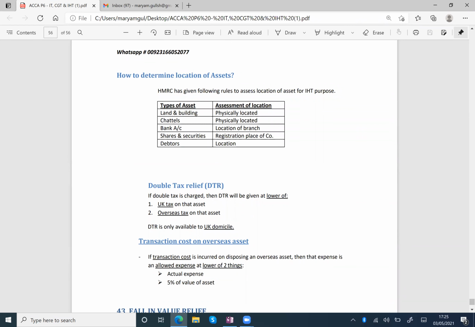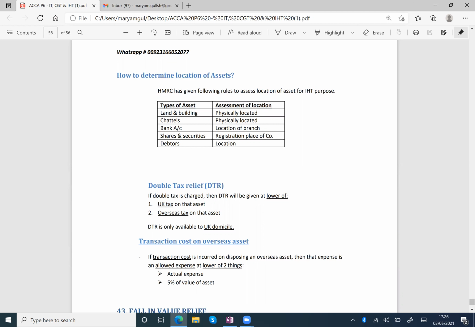Now the next is how to determine the location of assets. It means how you will determine in which country your asset is located. There are two columns in the box. First, if you have land and building, then it is where it is physically located. Obviously, if it is physically located in any country, that is considered as that country's asset. Chattels, physically located: you have to see and then decide in which country it is located, then you will consider this asset that country's asset.